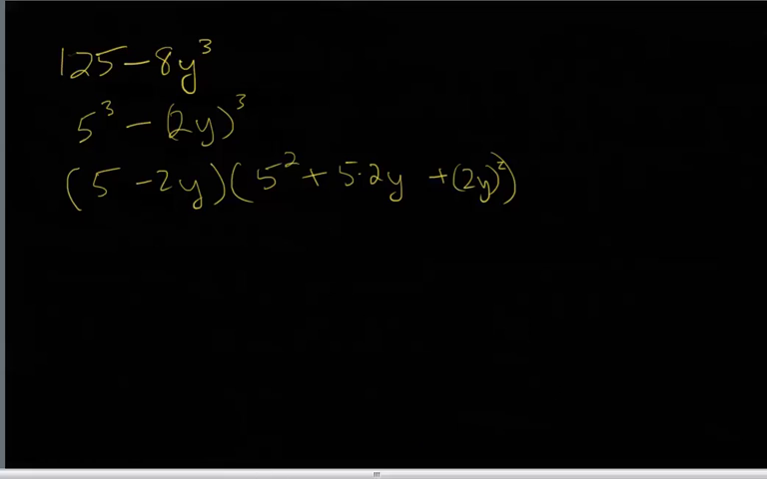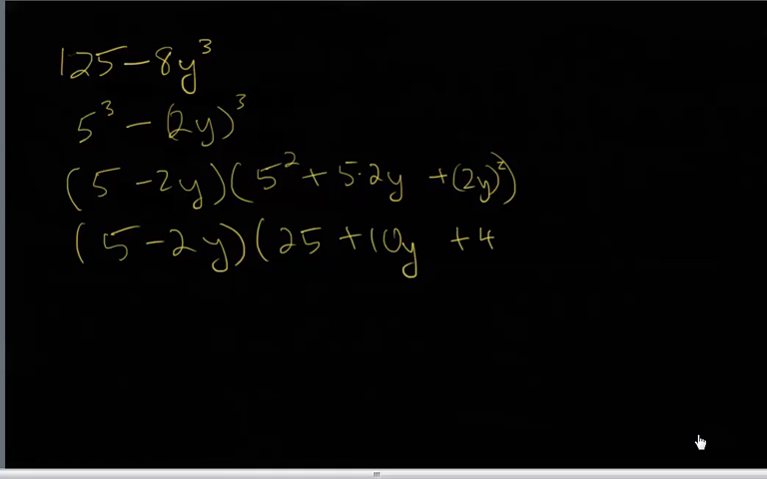Now again, you can do this in one step if you want, but I'm just showing some of the detail here. So this is actually 25 plus a 10y plus a 4y squared. That's what I meant by one step. You can go right from here to here if you want.